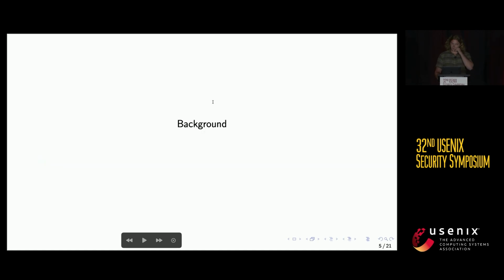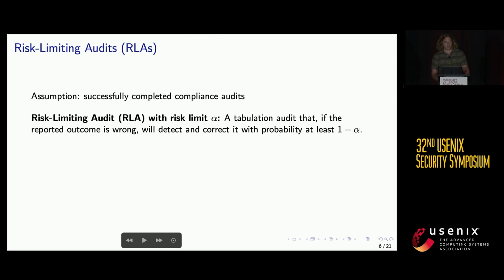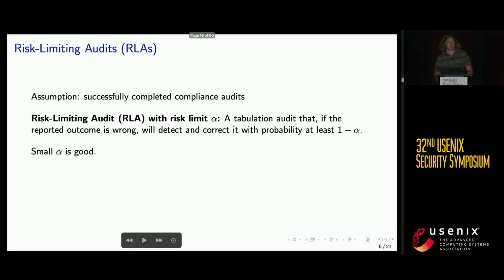So here's some background. First, an RLA begins with the assumption that the compliance audits were successfully completed. And then a risk-limiting audit with risk limit alpha is a tabulation audit that, if the reported outcome is wrong, will detect and correct this error with probability at least 1 minus alpha. And so alpha is an error measure, and smaller alpha is good.